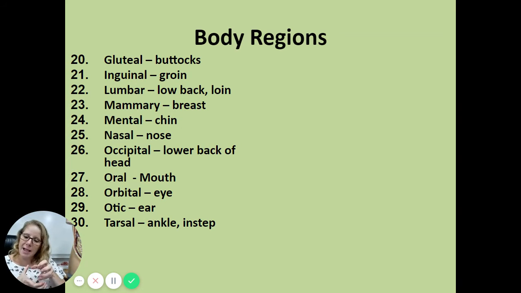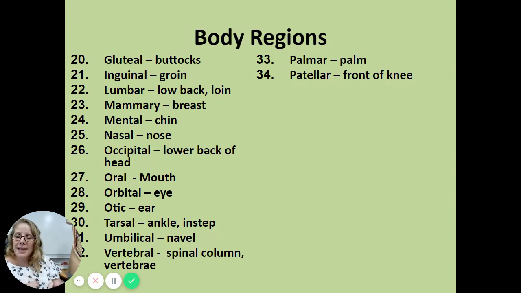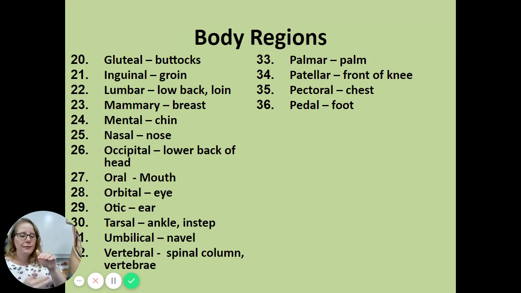Tarsal refers to your ankle. Umbilical refers to your belly button. Vertebral refers to your vertebral column, your spinal column, so all the way down. Palmar refers to your palm. That makes sense, right? Palmar. Patellar refers to your kneecap, the front of your knee. Pectoral refers to the chest region, right here.